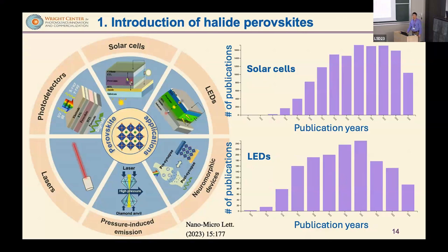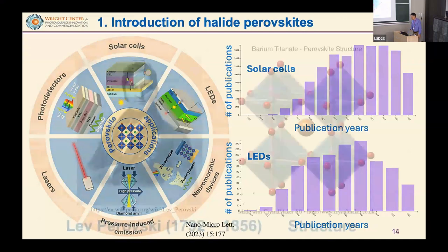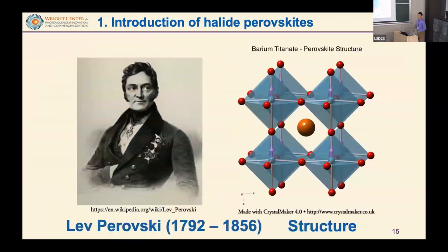So what is perovskite? Perovskite is actually a type of crystalline structure. It was named after a Russian scientist who discovered a mineral, an oxide, calcium titanate. The name perovskite is given by this kind of mineral. It's a kind of structure.